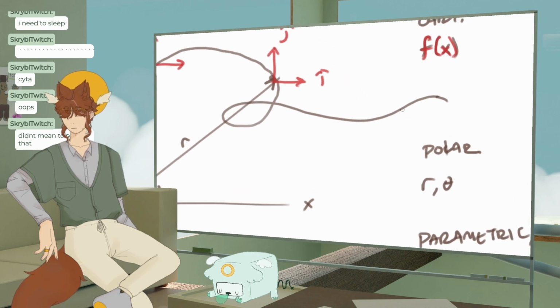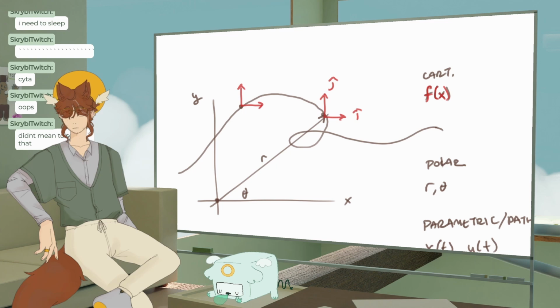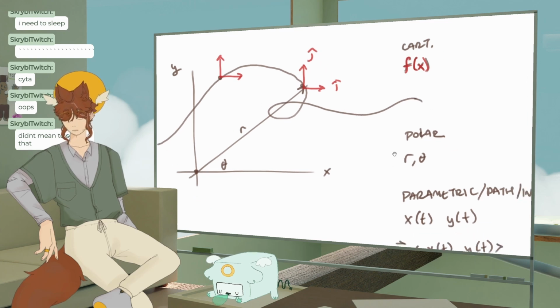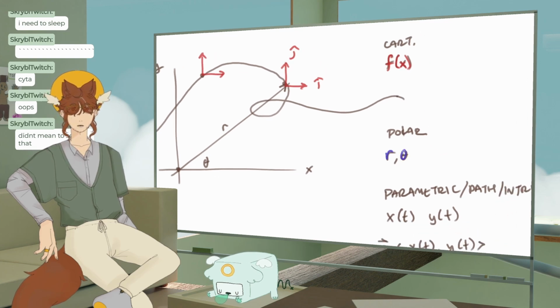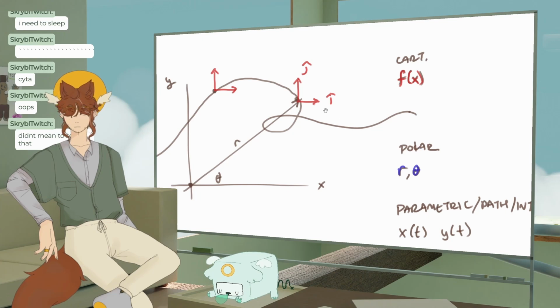Okay, so we have these coordinates, which are great. We hopefully are pretty familiar with those. But we also have some polar unit vectors, right? Because it's a different coordinate system, we have different unit vectors.